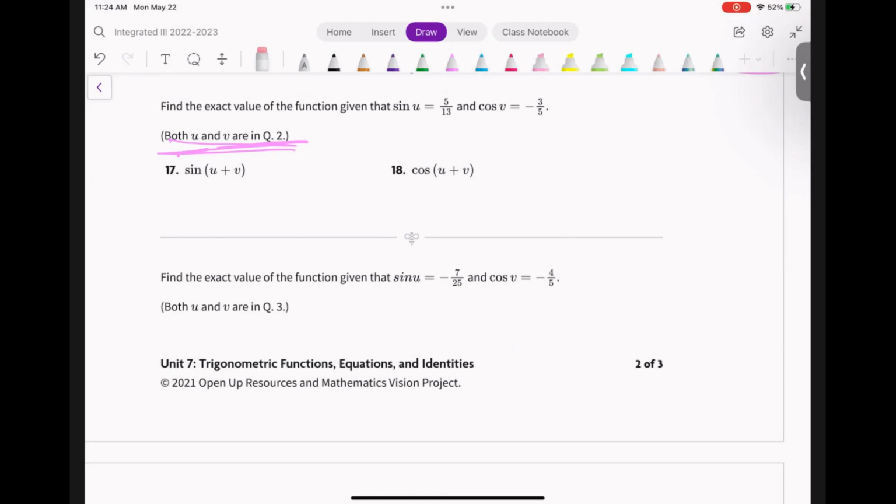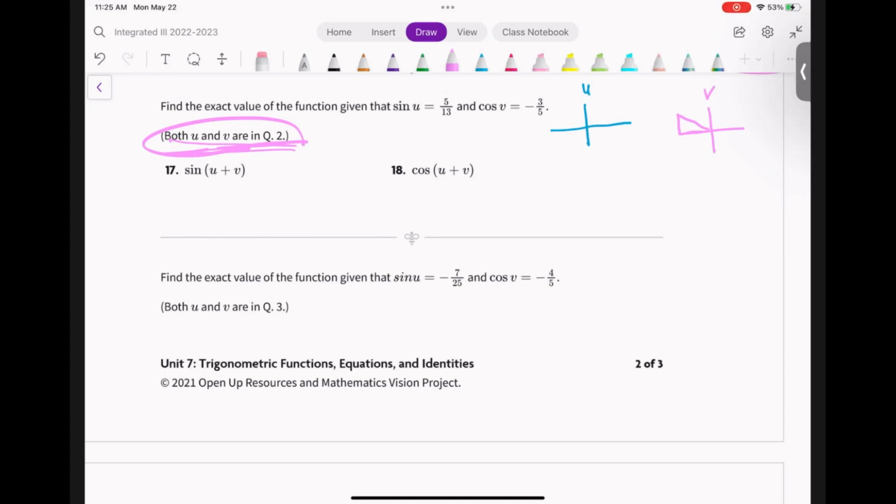And the very first thing you should always do whenever you get problems like this is draw your triangle. Except for here, we have two triangles, so I'm going to actually draw both of them. So here's going to be my u triangle, and then here's going to be my v triangle. And notice here, this information says both u and v are in quadrant 2. Both u and v are in quadrant 2. So you should just be drawing some triangle. It doesn't have to be scale factored perfectly. It just needs to be to the point where you see it.